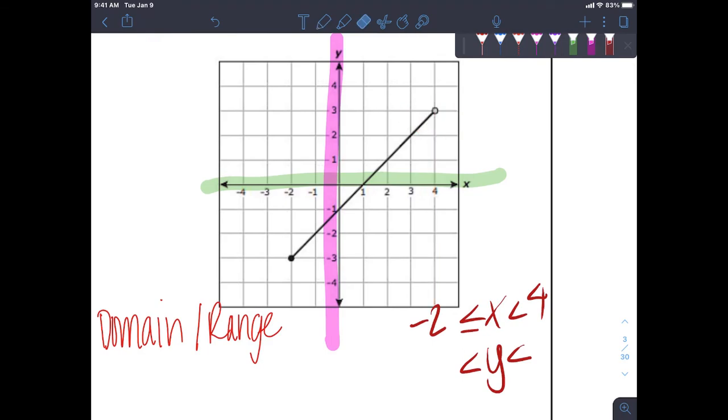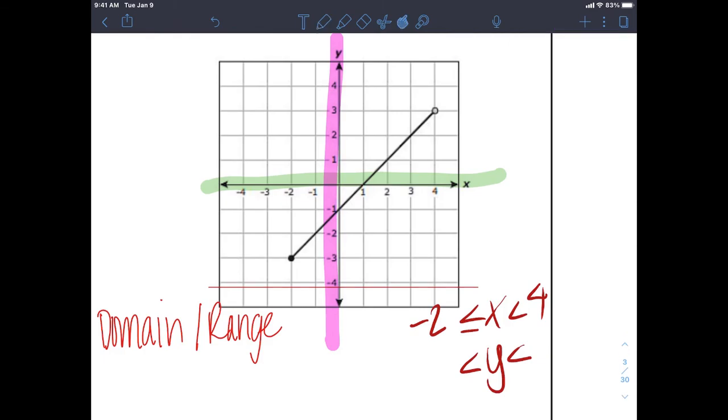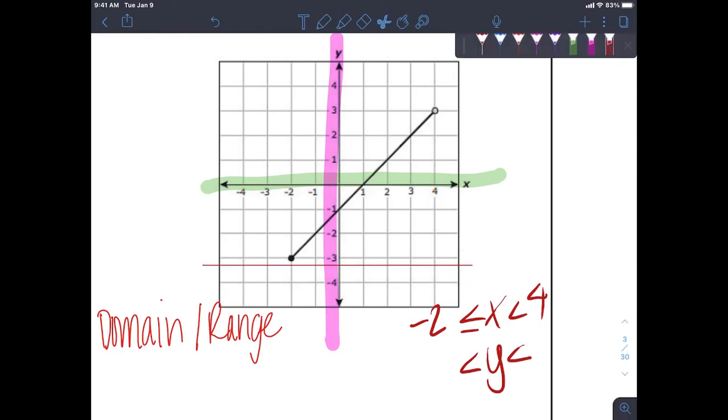Now I want to deal with my range. I'm going to start at the very bottom and move my little imaginary pencil up. The very first point I encounter is at y equals -3. I see that particular point is filled in, so I'm going to put my extra line.